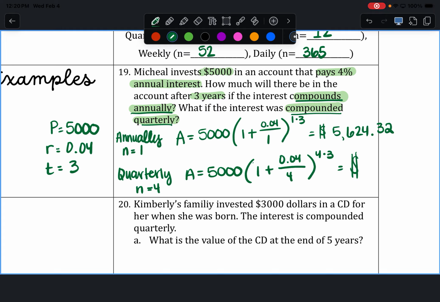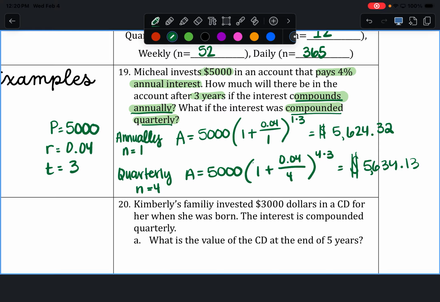Is it 5, 6, 4? Yeah. It is going to be how much money? That's not an answer, Lauren. Okay, I'm sorry. And 13 cents. It is $5,634.13 compounded quarterly. All right. So that is how we set this up.